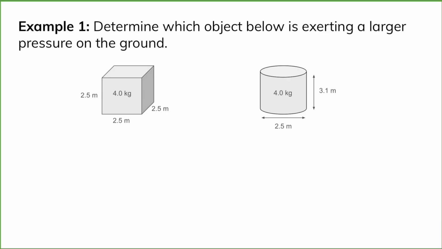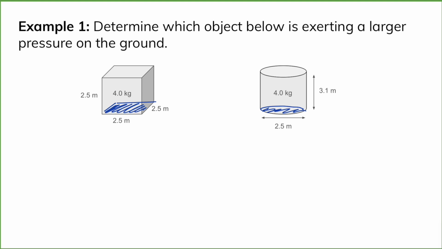This question is asking us to determine which object below is exerting larger pressure on the ground. So we're going to do some calculations here and figure out which one is greater. So one key thing is that when we're talking about pressure, the only surface area that we're concerned about is the surface area that's in contact with the surface. So for the cube, we're looking for the surface area at the bottom here, and then for the cylinder, we're looking for this surface area in contact with the ground.